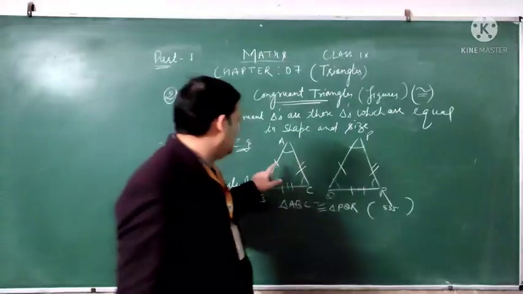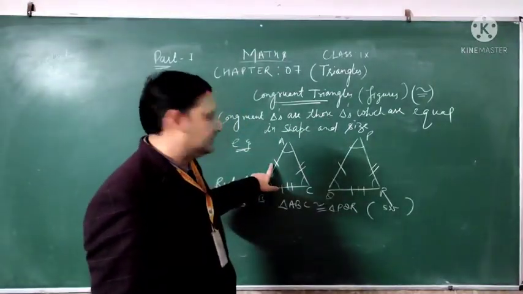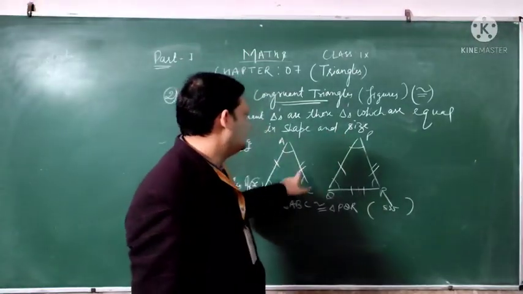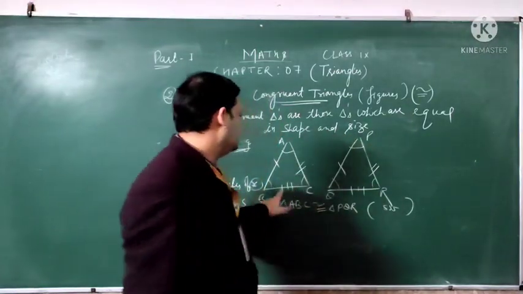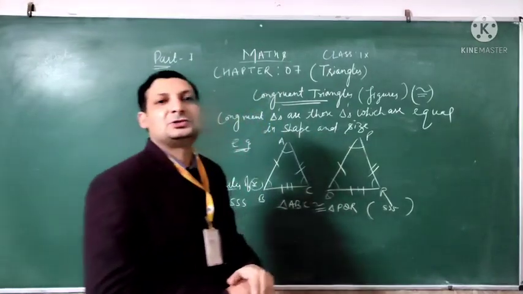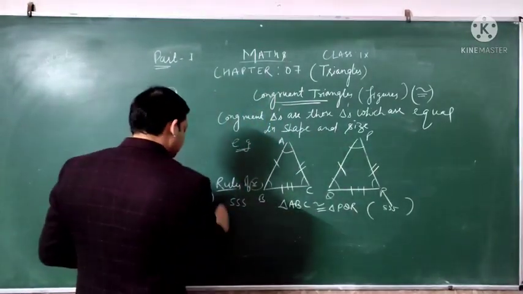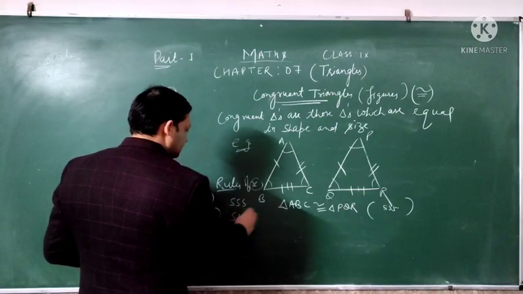It means I have to take all corresponding sides. I will take AB equal to PQ. I will take AC equal to PR, and this equal to this. That is called first rule. That is called SSS rule. Second rule, that is SAS.